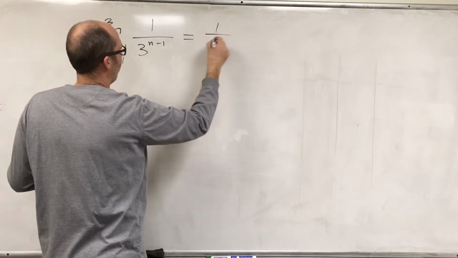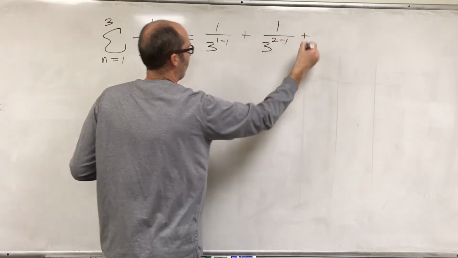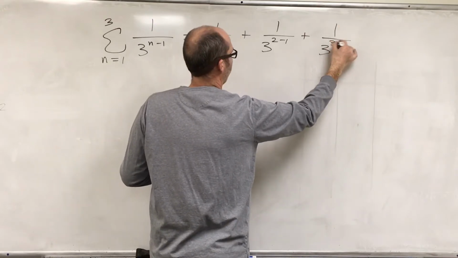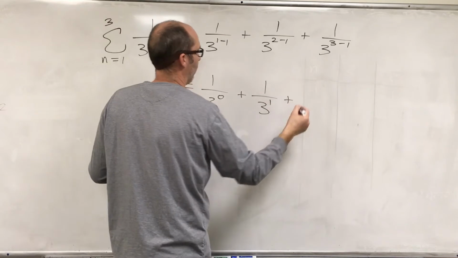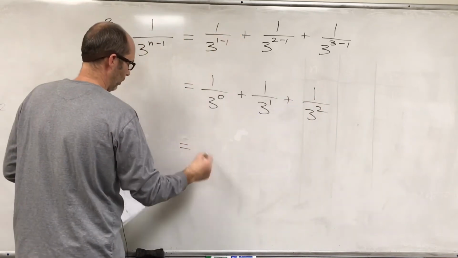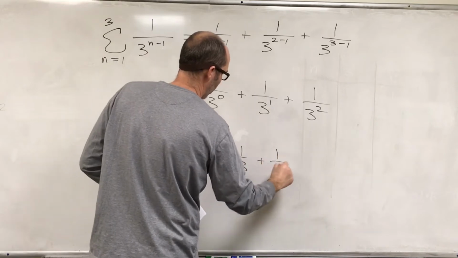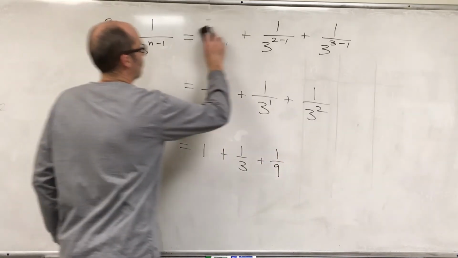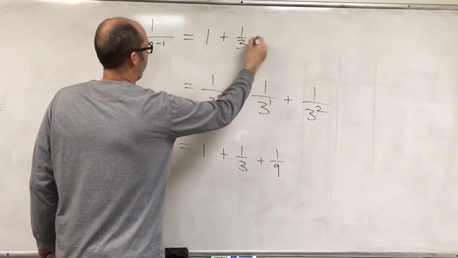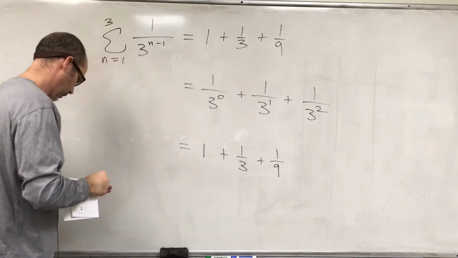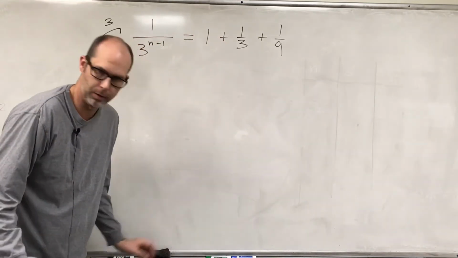Just use the formula. So we've got 1 over 3 to the 1 minus 1, plus 1 over 3 to the 2 minus 1, plus 1 over 3 to the 3 minus 1. That's 1 over 3 to the 0, plus 1 over 3 to the 1, plus 1 over 3 squared. That's 1 over 1, which is 1, plus 1 third, plus 1 ninth. So we just figured out that this is 1 plus a third plus a ninth.